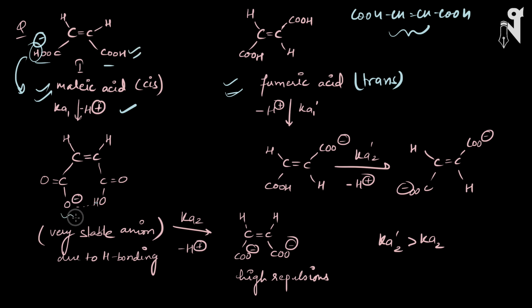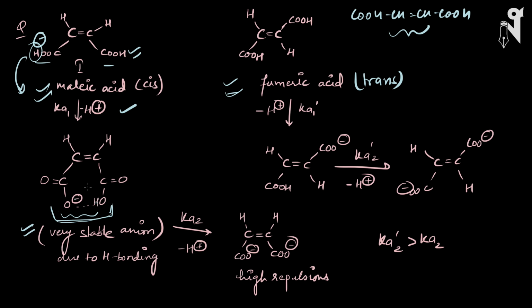So there will be a hydrogen bonding here, which oxygen and hydrogen will form over here. This will become a much more stable ion. Understand this thing, wherever the hydrogen bonding comes into the picture, it increases the stability of the molecule. So here oxygen and hydrogen will form the hydrogen bonding.